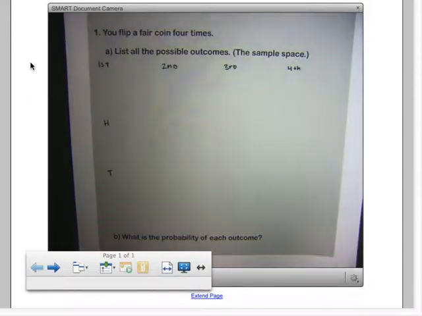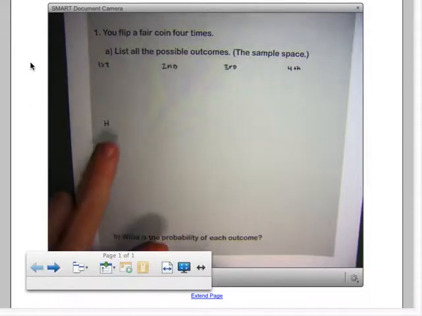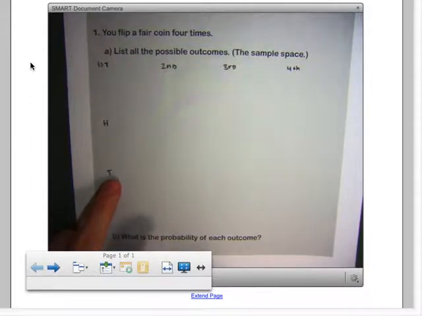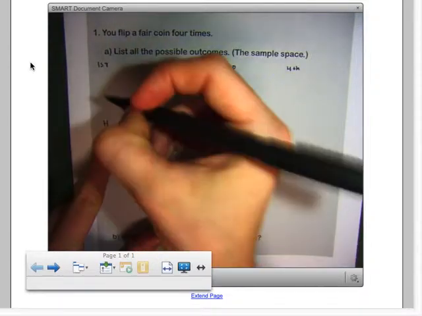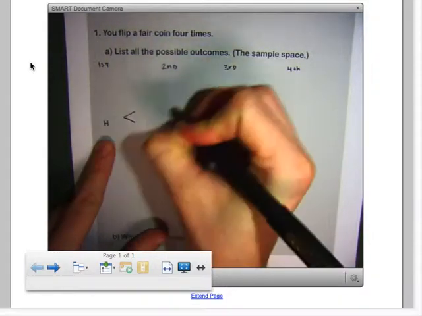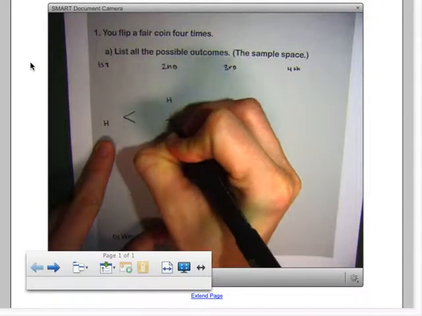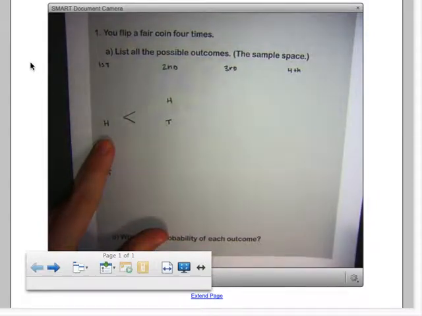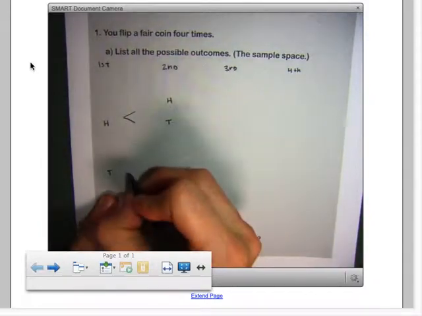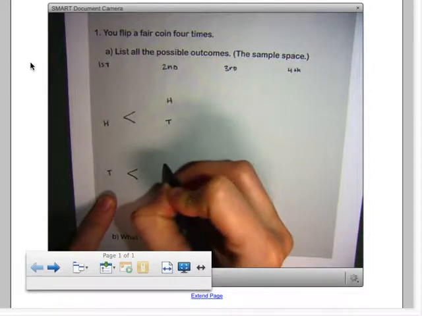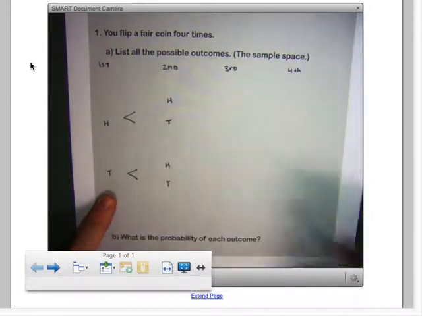Okay, now is where they kind of get a little bit confusing. So since we have 2 options when we flip a coin, after every single possibility, we're going to have 2 more options. So here at heads, for my second flip, I'm going to have a head or a tail again. Okay, same thing for tails. I have 2 options after I get a tail. I can either get a head or a tail on my second flip.